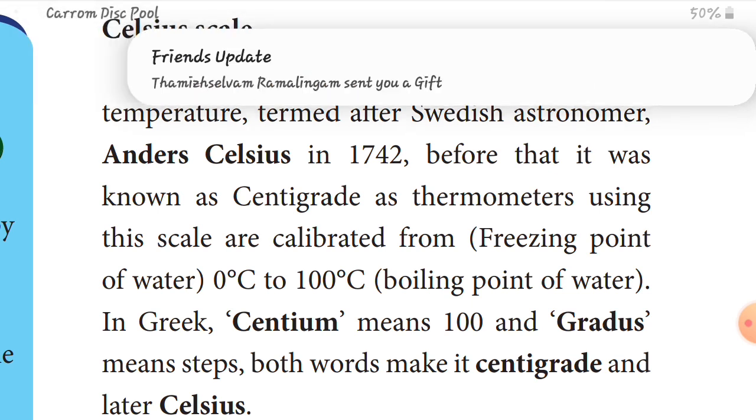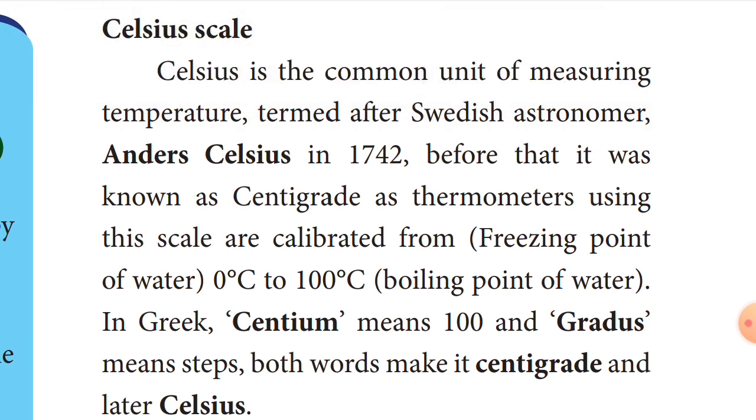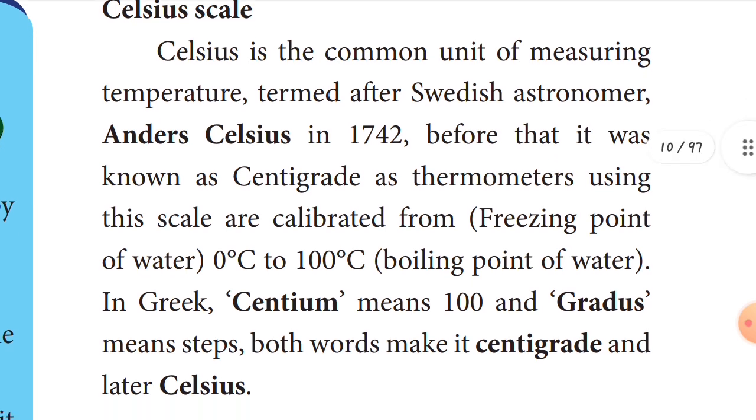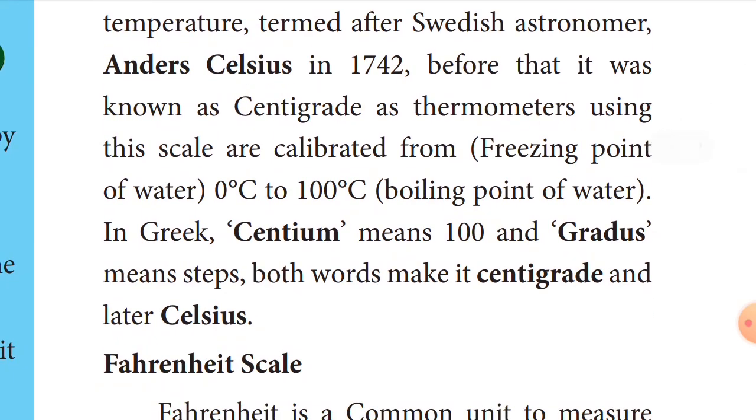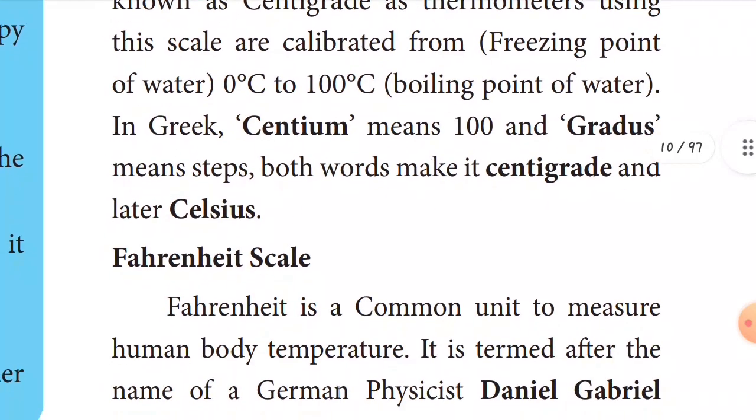Thermometers are calibrated from the freezing point of water. What is the freezing point of water, children? You know, 0 degrees Celsius to 100 degrees Celsius. 0 degrees Celsius means the freezing point, and 100 degrees Celsius means the boiling point of water. In Greek, centum means 100, and gradus means steps. Both words make centigrade, which we now call Celsius.